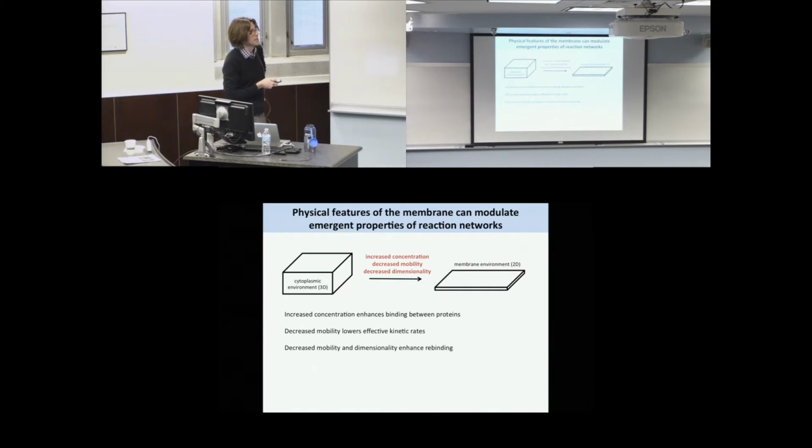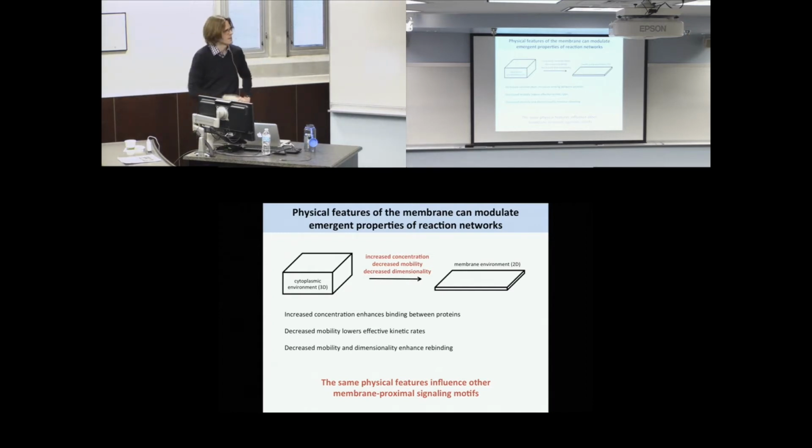So increased concentration enhances binding. Our decreased mobility lowers effective kinetic rates. And then additionally, we have enhanced rebinding owing to both mobility and dimensionality. So we get this sort of 3 different effects working. And these same physical features influence all membrane proximal signaling networks. So we've done some work with other networks as well.